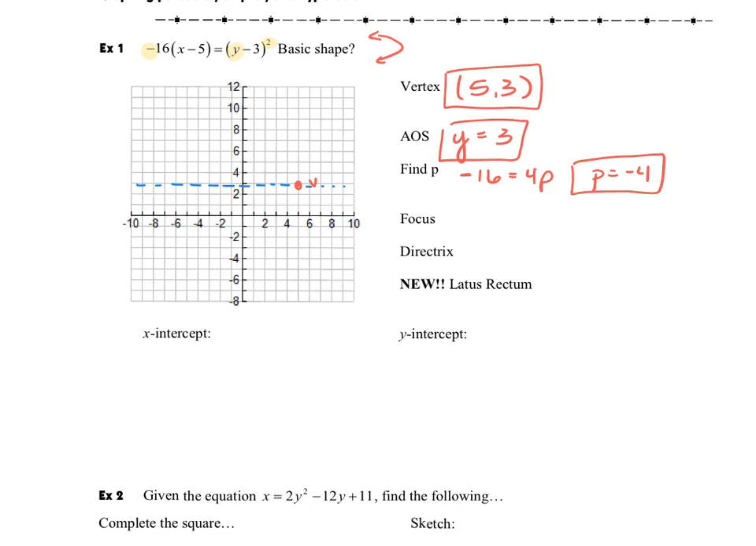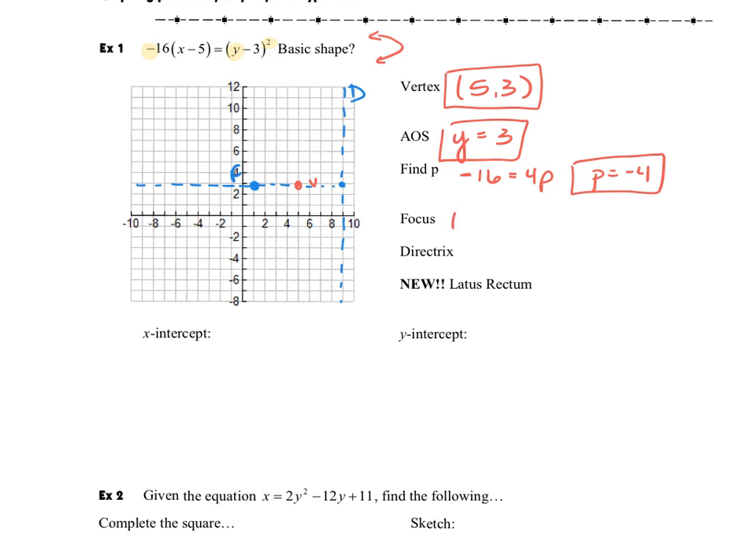That p-value of negative 4 is going to tell us a couple things. Based on that negative 4, if I go 4 units to the left of the vertex, 1, 2, 3, 4, that's going to give me my focus. And if I go 4 units to the right, 1, 2, 3, 4, if I plot that point, I know that that's going to have to be the directrix, and it has to be a line. Knowing those two things, I can answer those two questions.